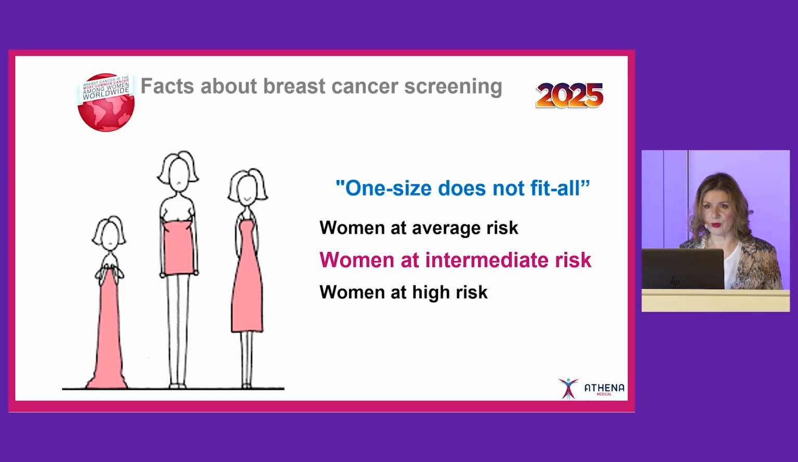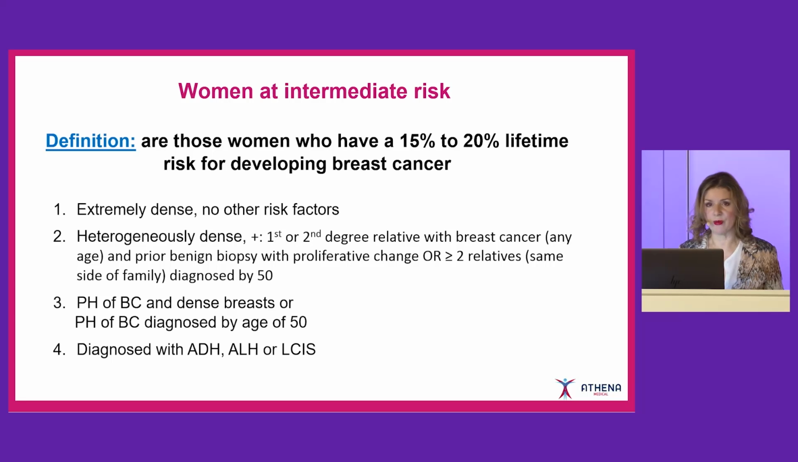So we have three different groups of women: women that have an average risk, women that have an intermediate risk, and women that have high risk. And today we'll focus on women that have intermediate risk. And which are these women? Those women that have extremely or heterogeneously dense breast with or without any other associated risk factors, those women that have a personal history of breast cancer and are diagnosed by the age of 50, and those that are having dense breast, and those women that have high-risk lesions, B3 lesions.